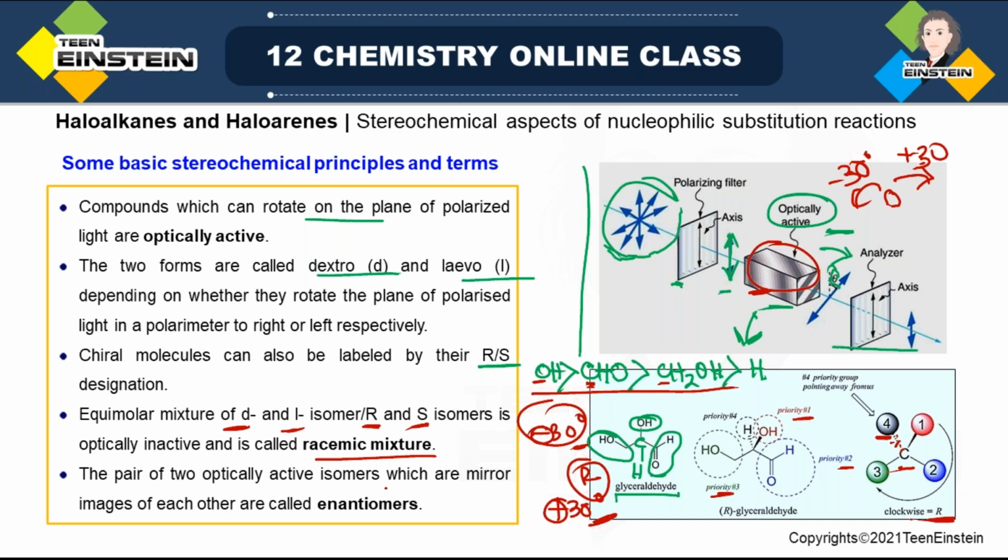And the pair of two optically active isomers are basically having a mirror image relationship with each other. They are also known as enantiomers. So R and S isomers will be enantiomers to each other.